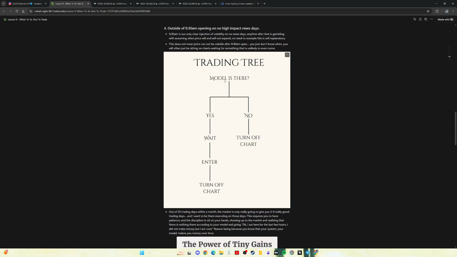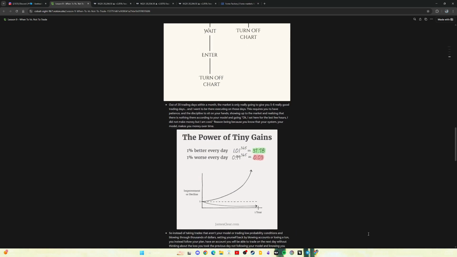Now, this is a little reference for when to trade versus not to trade. So you start off with, is your model present? Is there a clear higher time frame narrative? Is it clear on liquidity? No? Okay, turn off the chart. Yes? Okay, wait for a clear opportunity. Enter, exit, and turn off your chart. That's all it is.